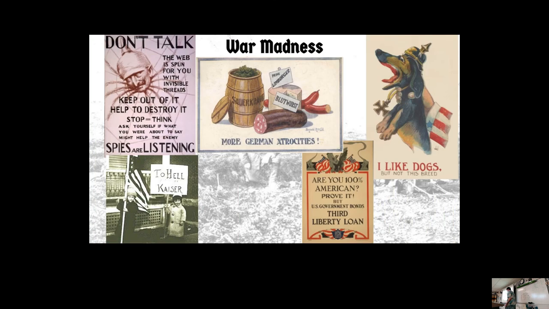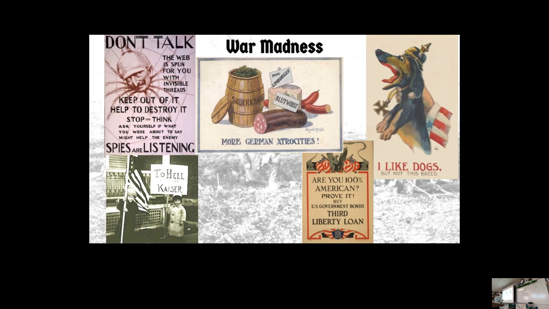And this would trigger war madness. And war madness, it was looking out for potential enemies now. And this poster would help. This was, don't stop, the web is spun for you with invisible threads. Implying, if you know anything that might help the war effort, there are German spies listening. It's implying that there are German spies all over. That means there could be German spies in our classroom. They could be at home. It could be your family. It could be at work. Now, there were very few German spies. The point is, anyone could be an enemy. And couldn't anyone be a German spy? What would a German spy look like? Like one of us.